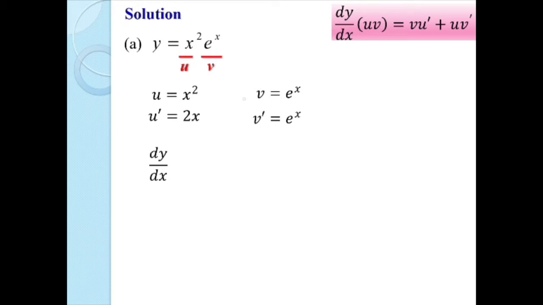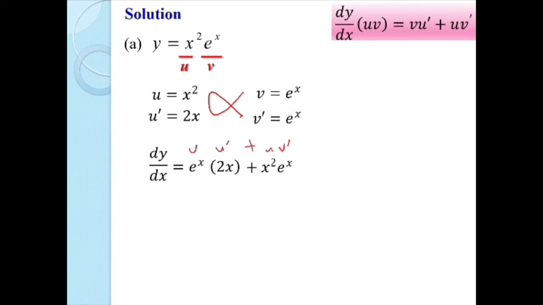Next is your crossfish. Multiply v with its u prime and then add with the u times the v prime. Can you just leave your answer like this? Well, of course not.